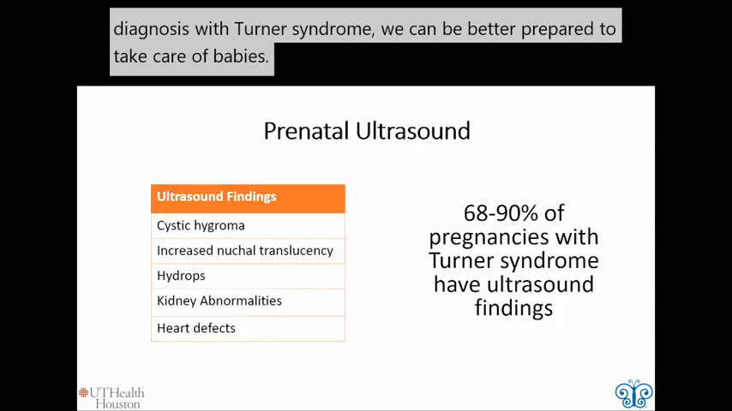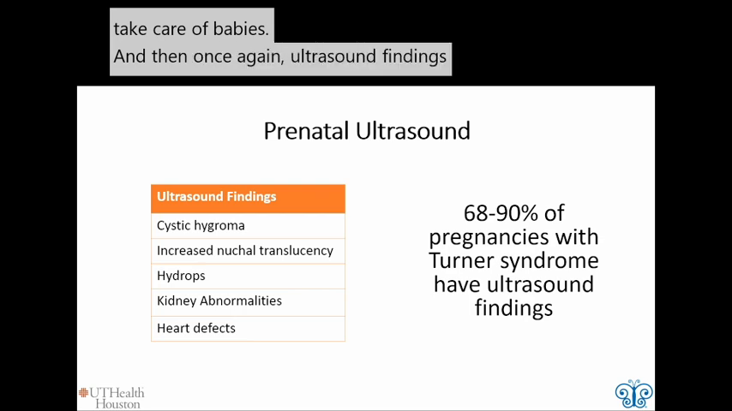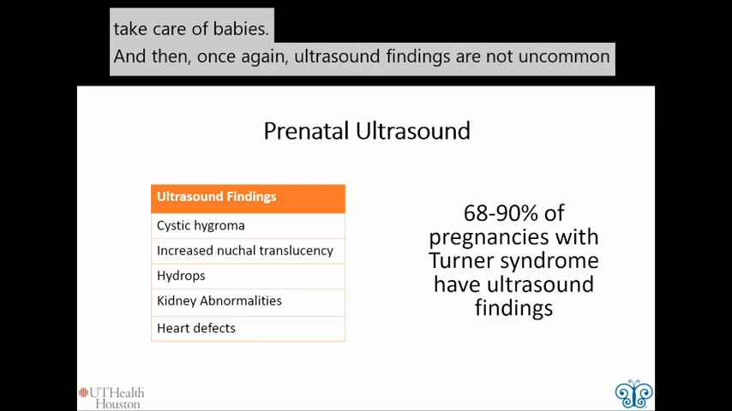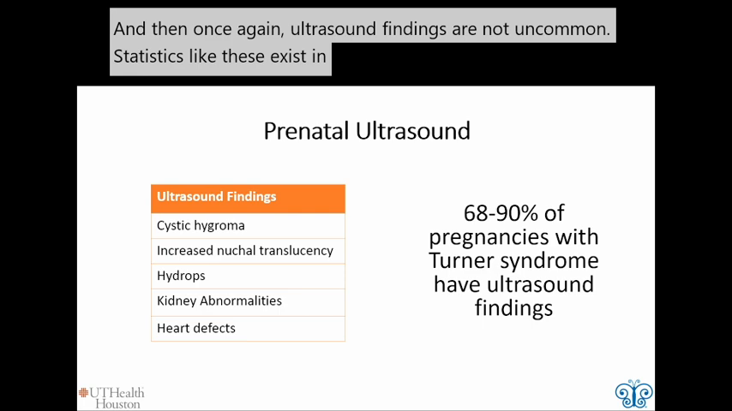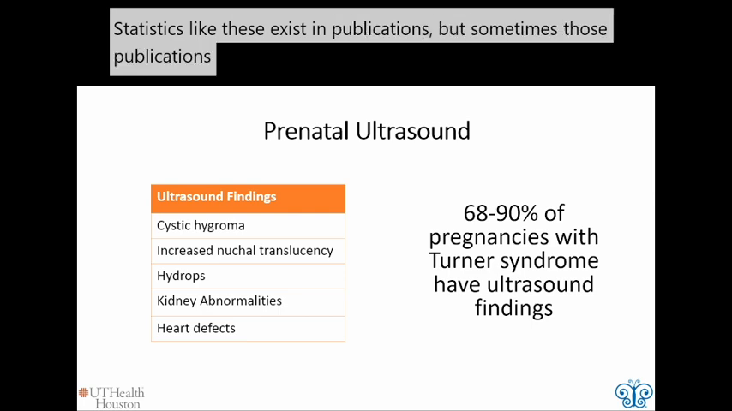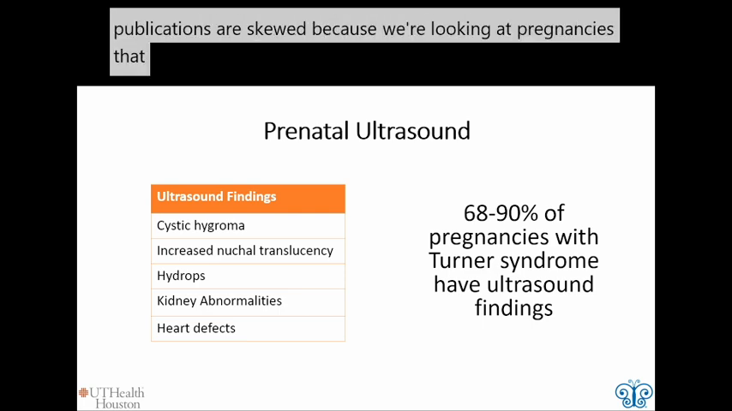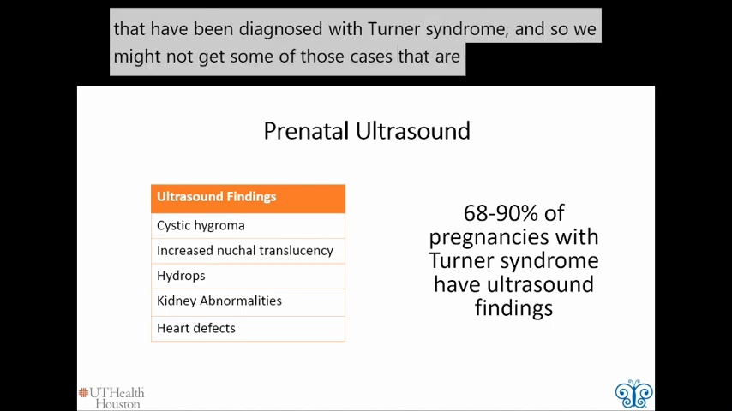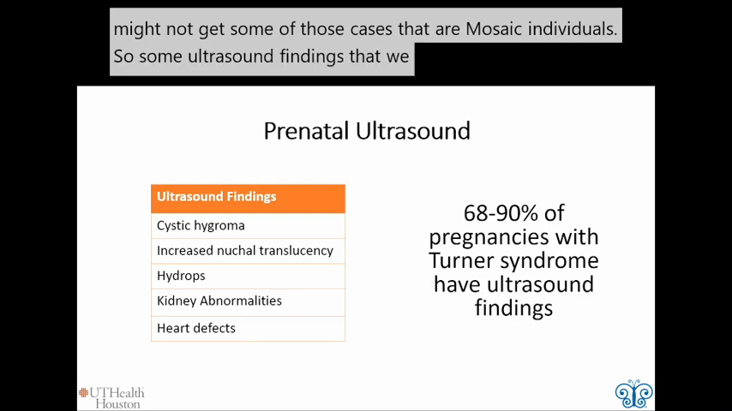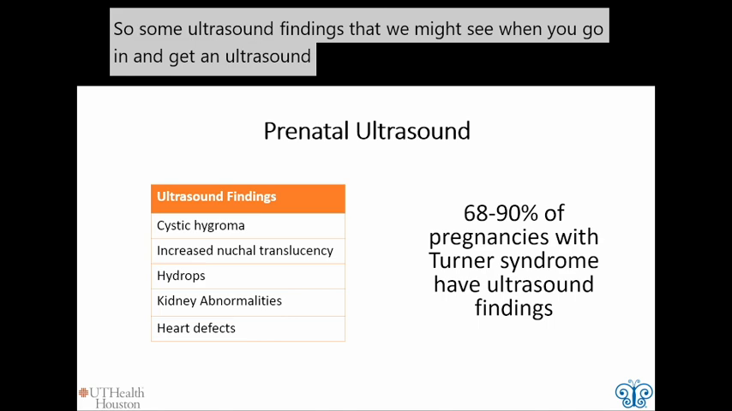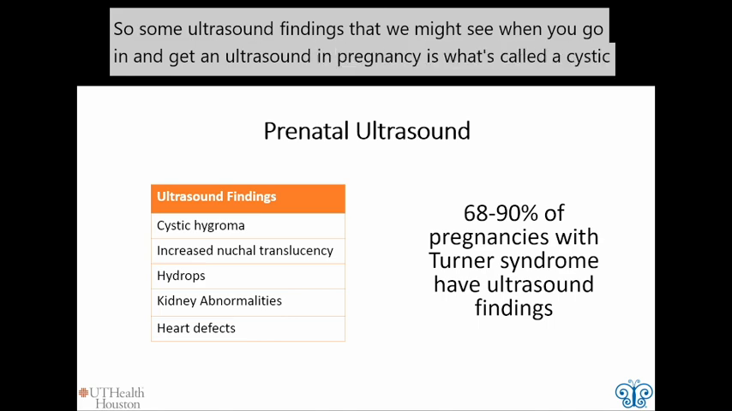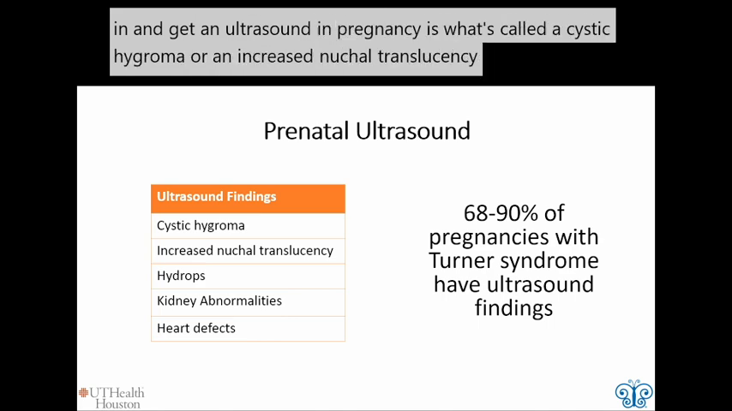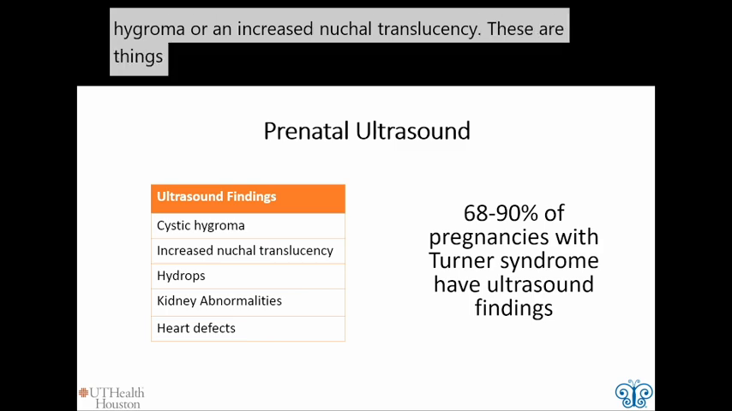And then, once again, ultrasound findings are not uncommon. Statistics like these exist in publications, but sometimes those publications are skewed because we're looking at pregnancies that have been diagnosed with Turner syndrome, and so we might not get some of those cases that are mosaic individuals. So some ultrasound findings that we might see when you go in and get an ultrasound in pregnancy is what's called a cystic hygroma, or an increased nuchal translucency. These are things related to mostly the back of the neck.